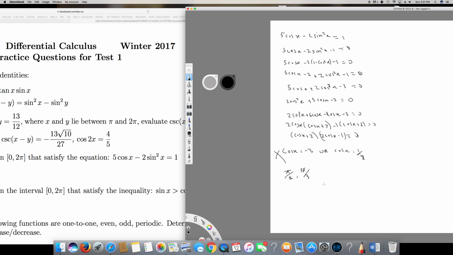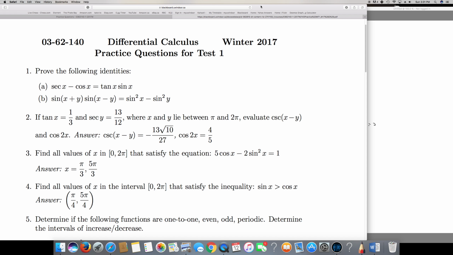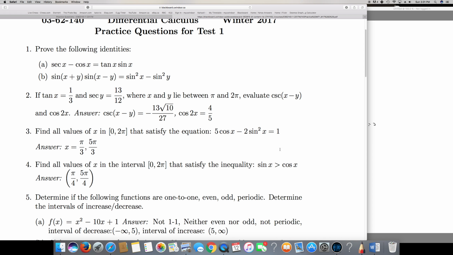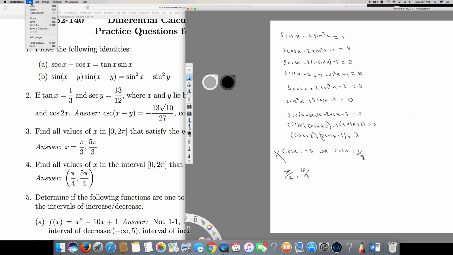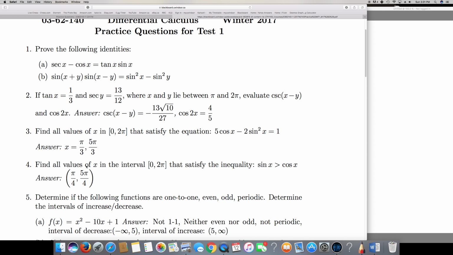So these are the two answers for this question. Let's move to question number 4. Question number 4 is asking, find all the values of x in the interval that satisfy the inequality sin x is greater than cos x.